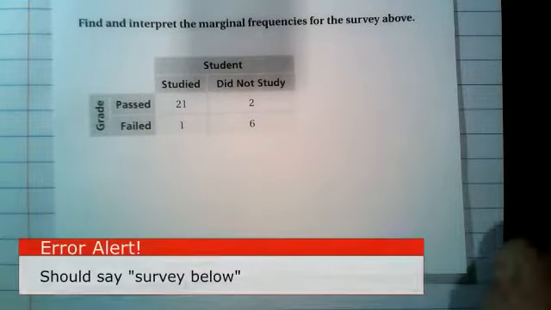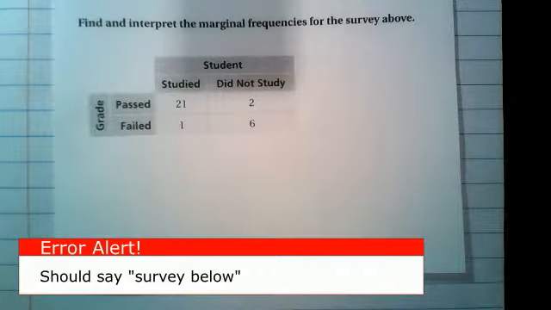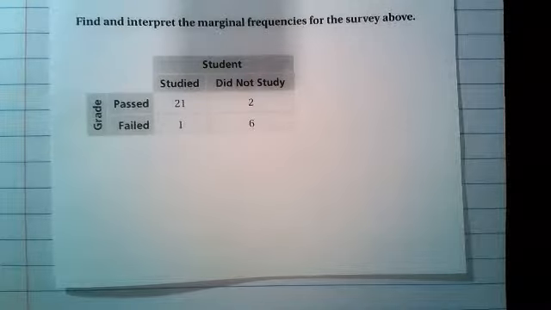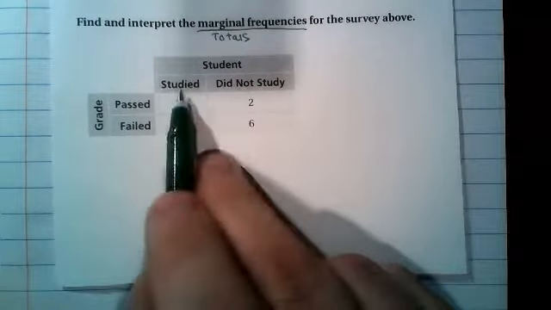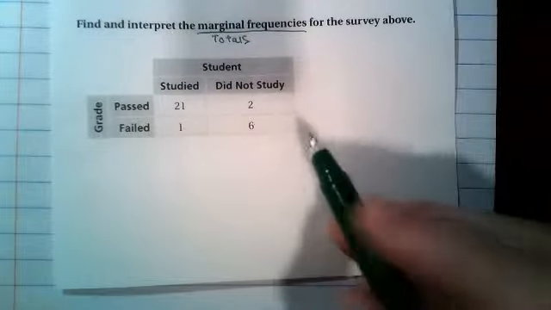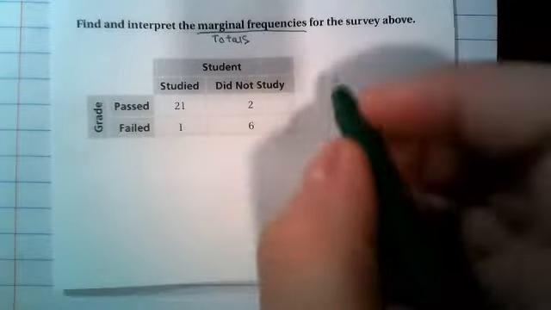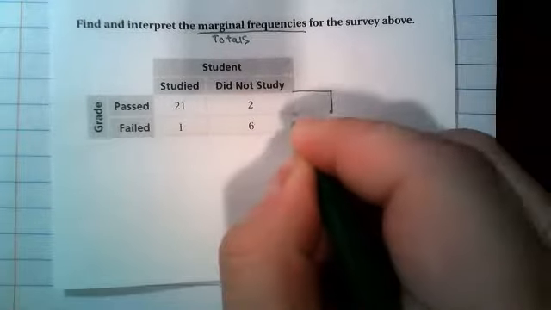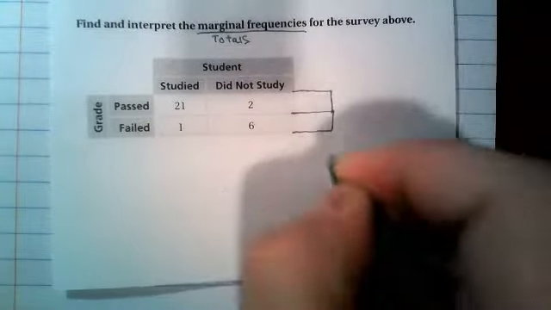In this problem, it says find and interpret the marginal frequencies for the survey above. So we've got some vocab to go over. What does marginal frequency mean? Marginal frequencies are basically the totals. So find and interpret the totals. We have this situation of students that studied and did not study, and whether they passed or failed. Given that situation, how can I find the totals? Well, I'm going to add in some boxes here because they don't leave me any.